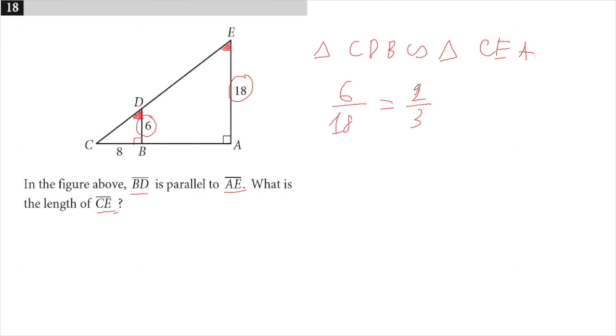It means the smaller triangle corresponds to 1 part, 1 unit, and the bigger triangle corresponds to 3 units, triple the smaller one. So if you want to find CE, just find CD, because CE will be equal to 3 CD. CD is the hypotenuse of the triangle CDB, and one side is 6, the second side is h. So you can use the Pythagorean theorem to find h here.